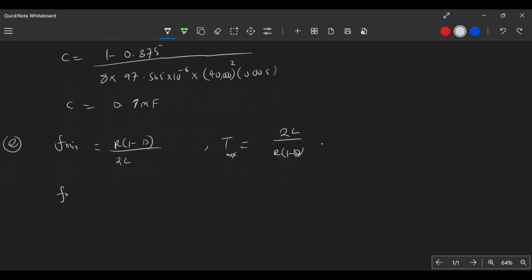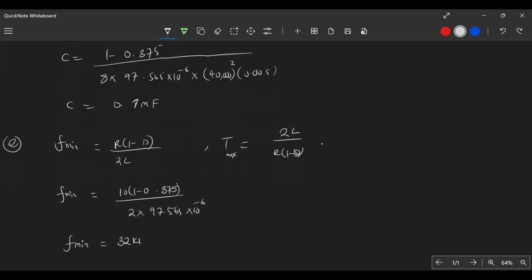So f min. Okay, so f min will just be equal to R is 10, duty cycle 0.375, over 2 times the inductance, 97.565 times 10 to the power negative 6. So f min, the minimum frequency, is just equal to say 2 kilohertz.